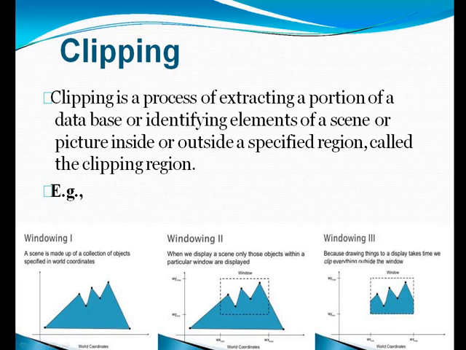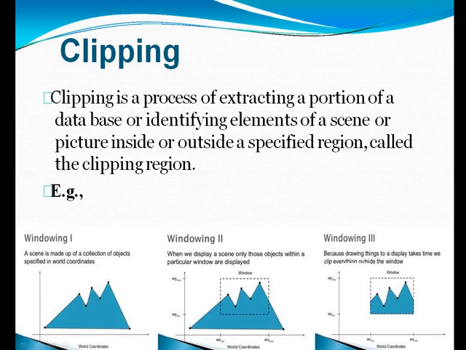If you try to define clipping formally, clipping is a process of extracting a portion of a database or identifying elements of a scene or picture inside or outside a specified region called the clipping region. So this is the formal definition of clipping. It is basically a process of extracting a portion of a database, not the entire database. You are only interested in some specific part of a database, so you extract that.